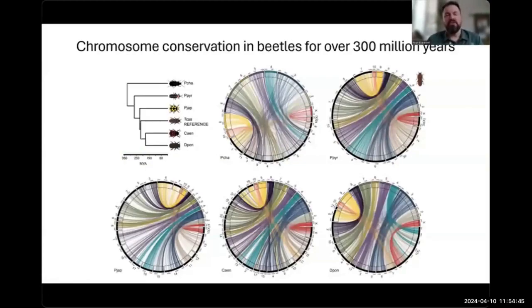When we look at chromosome conservation in beetles across the phylogeny, what we see is large scales of clear conservation, and we see that there seems to be lots and lots of synteny between Tribolium castaneum as well as the other species that had chromosome level assemblies.